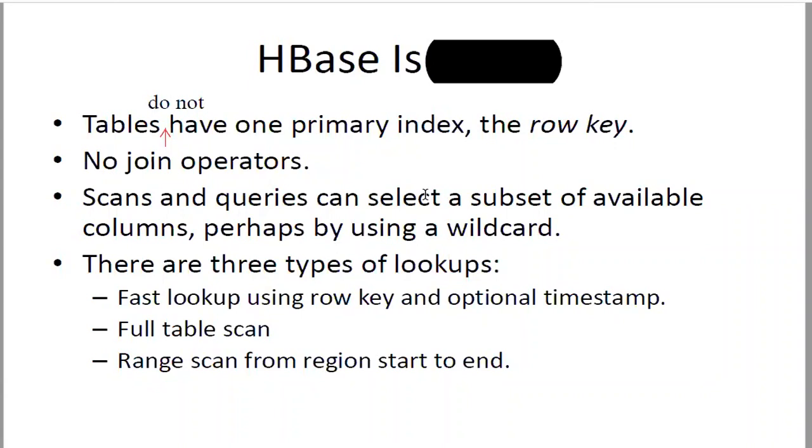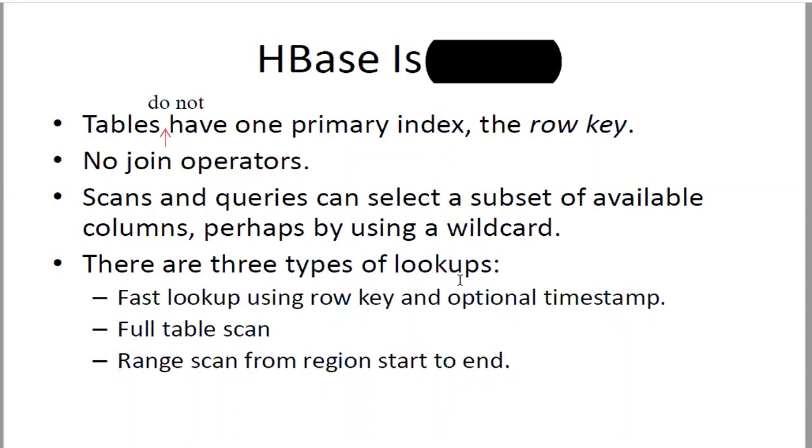So there are three types of lookup. Lookup in the sense of how you can find a particular piece of data or information from HBase. First, fast lookup using row key and optional timestamp. Maybe you can use the timestamp along with the row key to find a particular piece of information from HBase. Then full table scan, which is another possibility, but it will be very time consuming to find particular data in HBase.